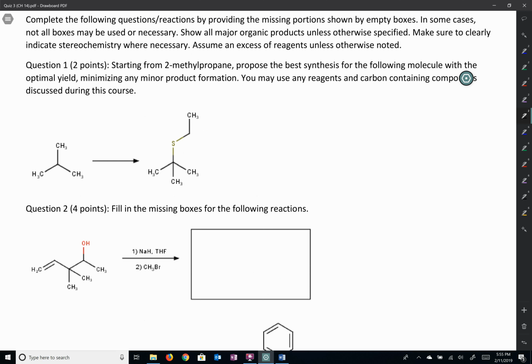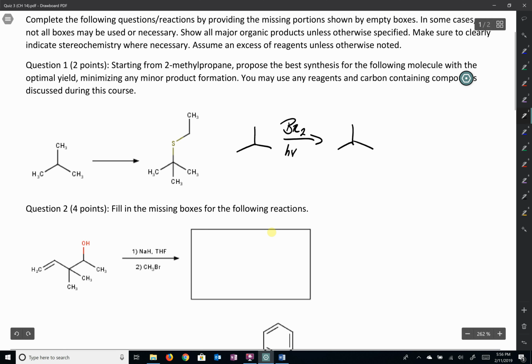So question 1 asks, starting from 2-methylpropane, propose a synthesis for the molecule, and it says give the ideal conditions for this. So how do we get from one of these to the other? Well, if we take our starting molecule, we know we have to add some kind of functional group to it. At the moment we have nothing on there, so we need to add a functional group, and the only way that we can do it at the moment is by some kind of radical halogenation.